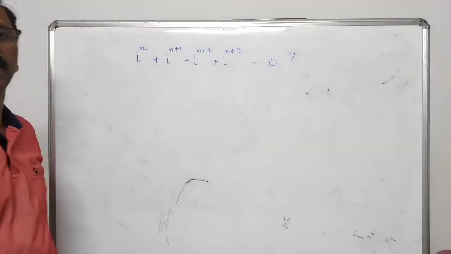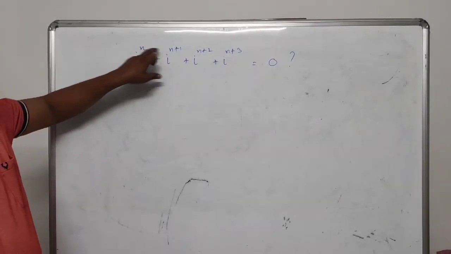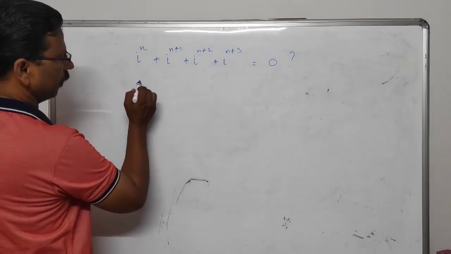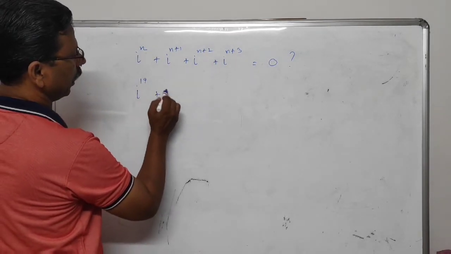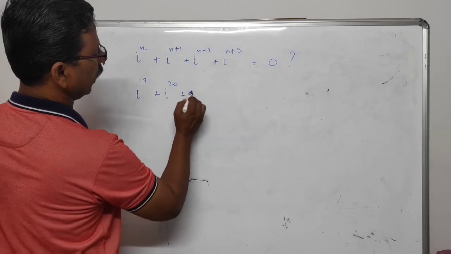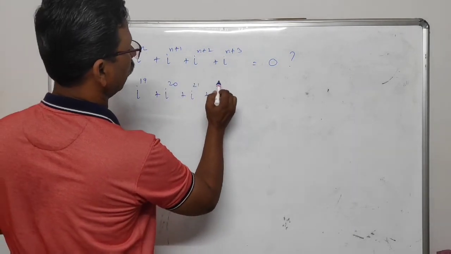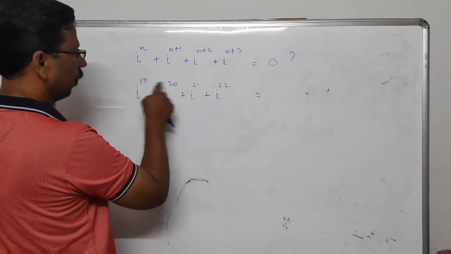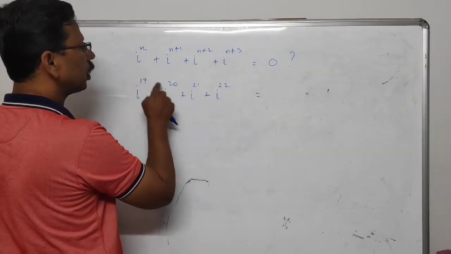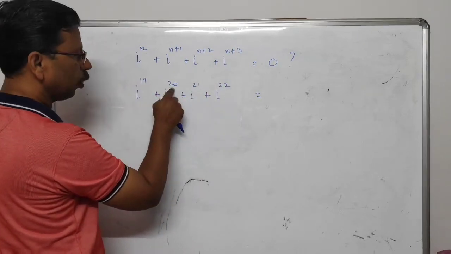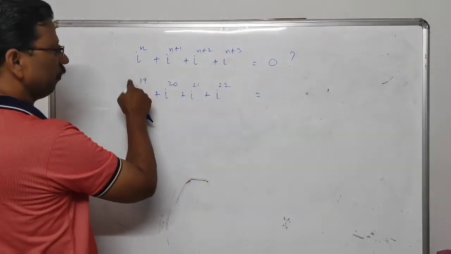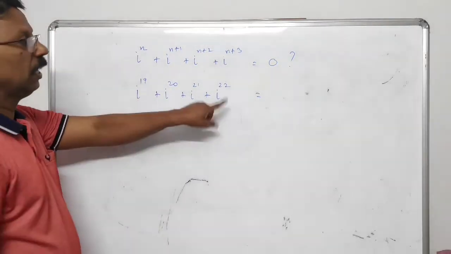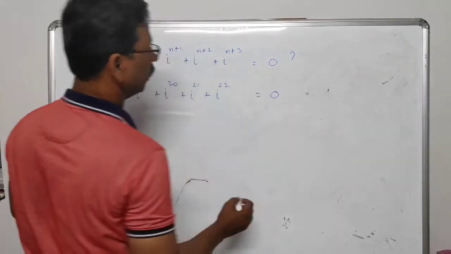Therefore, whatever be the value of n, suppose you take i power 19 plus i power 20 plus i power 21 plus i power 22. These are 4 terms, and their powers are 4 consecutive integers: 19, 20, 21, 22. If the powers are consecutive integers for the 4 terms, then the result will always be 0. You need not calculate. Then how do you check?